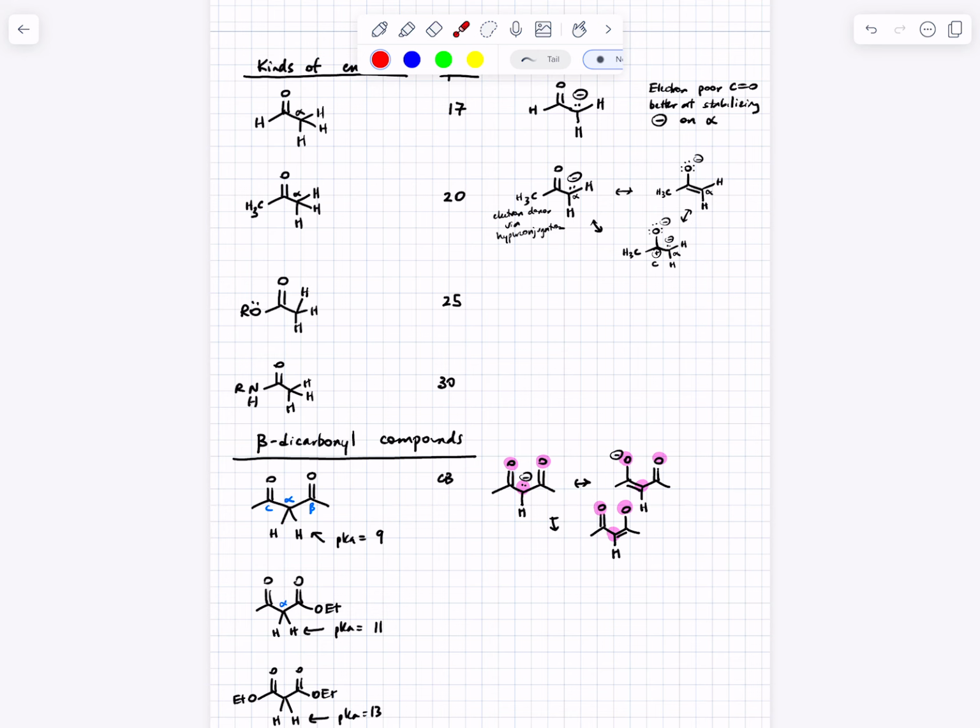The basic question we're going to ask is this: is the base that we're going to use strong enough to completely deprotonate the carbonyl compound to give us the enolate, or will we get an equilibrating mixture of enolate and starting material? And that's going to have some consequences. Before we do that, questions?